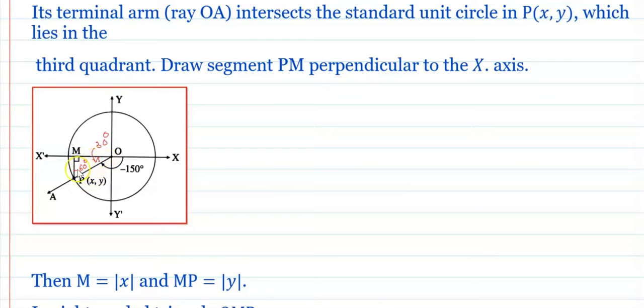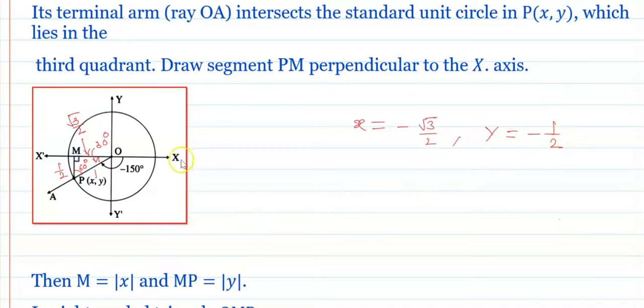The side opposite to angle 30 degrees is half of the hypotenuse. The hypotenuse OP is 1, MP is 1 upon 2, MO is root 3 by 2. Now point P lies in the third quadrant, and here x is negative and y is also negative. Therefore, x is equal to minus root 3 by 2, and y is equal to minus 1 upon 2.